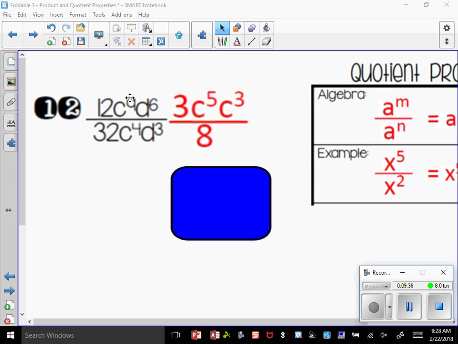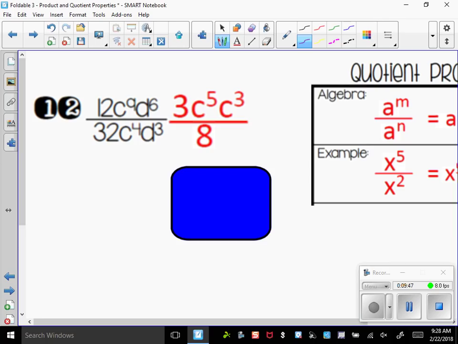And then you subtract your c's. 9 minus 4 is 5. And this should be a d. Is that correct? And then for your d, so let's just make that a d. So that should be d to the 3rd.